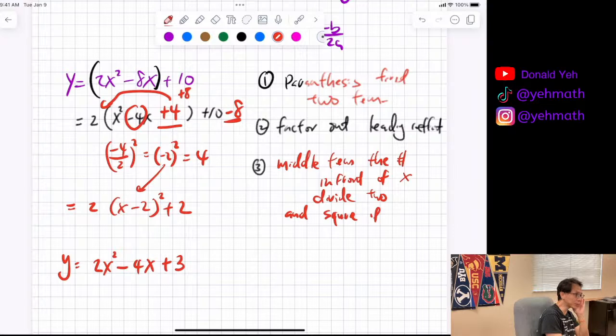So try to complete the square here. See if you can change it to vertex form. It gets harder too.